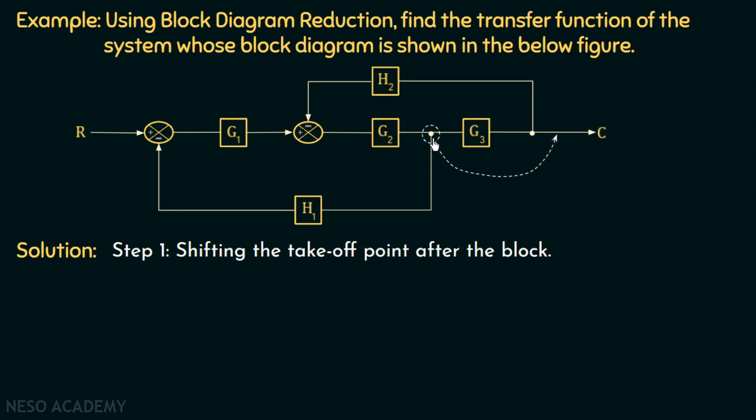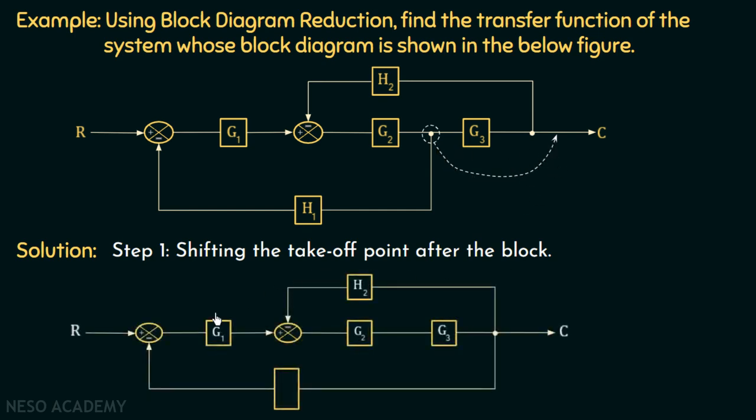And if we shift this takeoff point after this block, then the block diagram representation will look like this. See, we have shifted this takeoff point after this block. And from rule number 5 that we have discussed in the block diagram representation, we all know that if we shift a takeoff point after a block, then we need to divide the gain of this block with the gain of this takeoff point. And the gain of this takeoff point in this case is H1. So if we divide, we will have H1 over G3. Now what will be the next step?